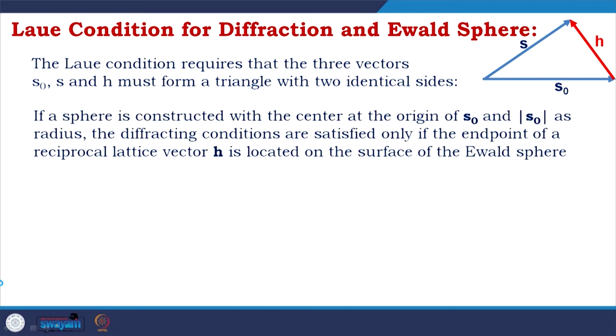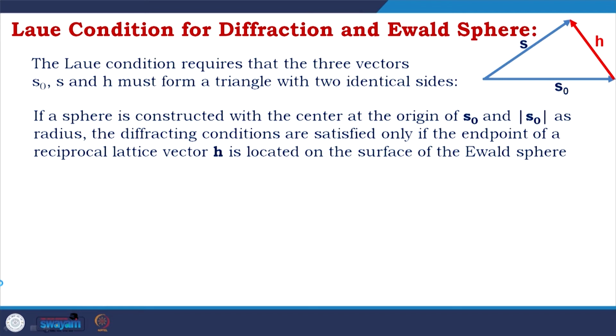Now, if a sphere is constructed with the center at the origin of S0 and the absolute value of S0 as radius, the diffracting conditions are satisfied only if the end point of a reciprocal lattice vector H is located on the surface of the Ewald sphere.